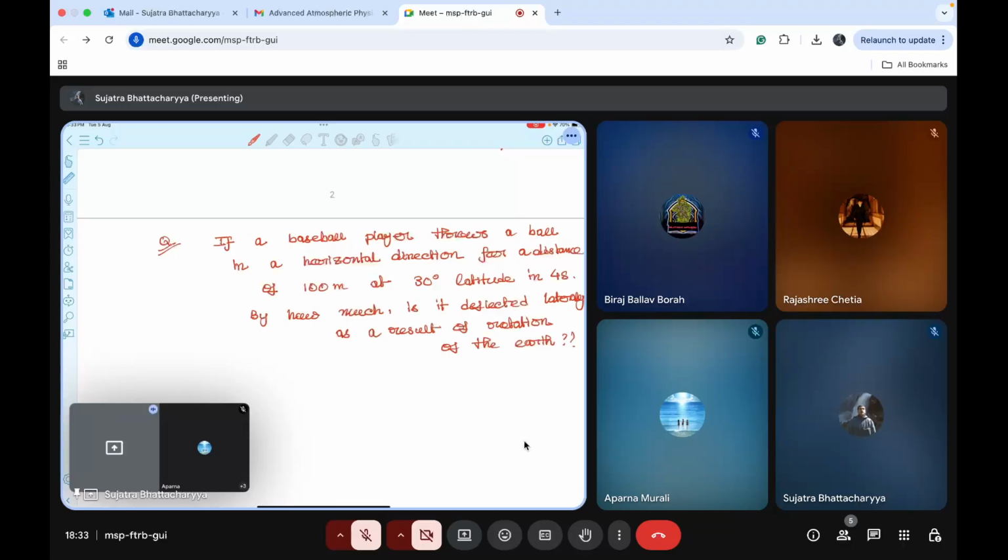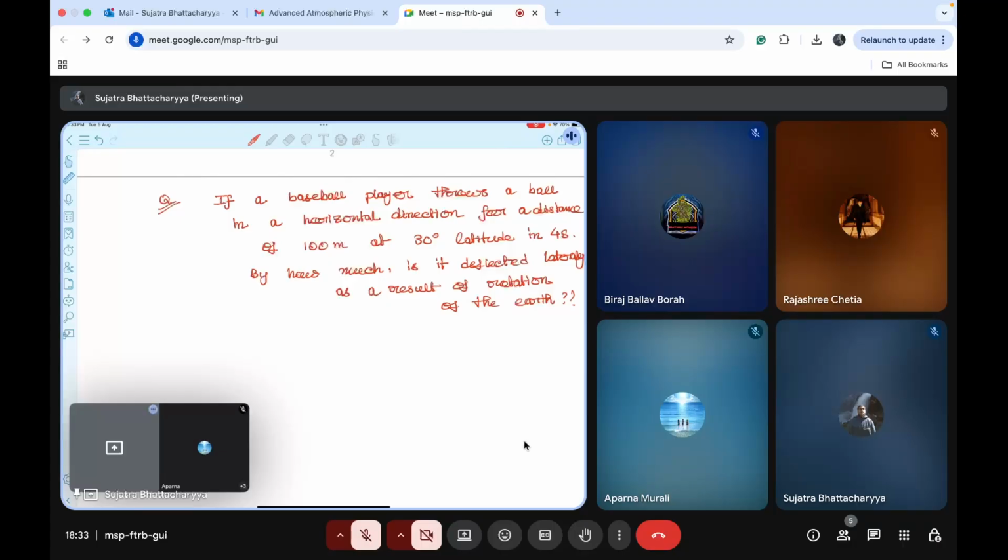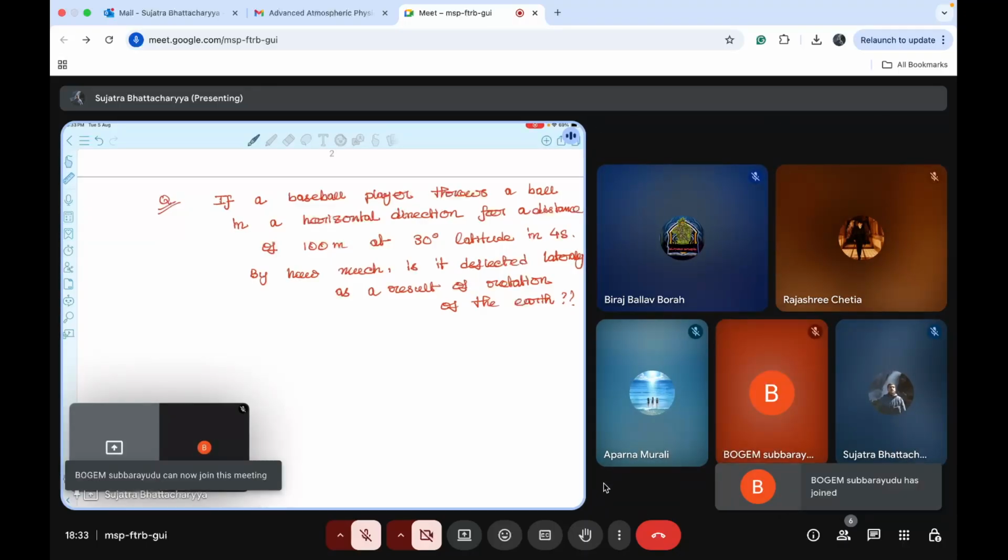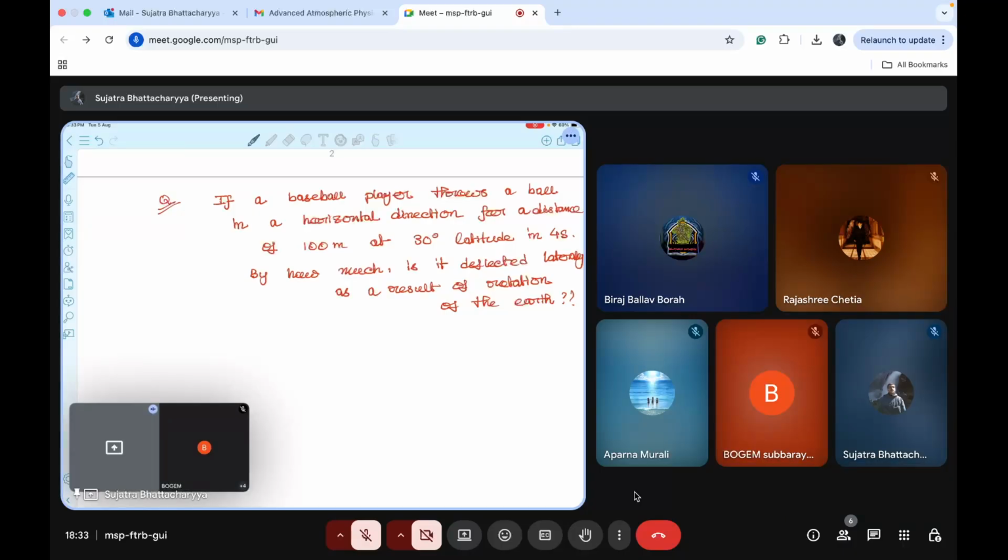All right. So let's read the question once more. It is saying that if a baseball player throws a ball in a horizontal direction for a distance of 100 meters at 30 degrees latitude in 4 seconds. So it has given us the information about which latitude we are in, how much distance the ball has covered, and the time, 4 seconds.